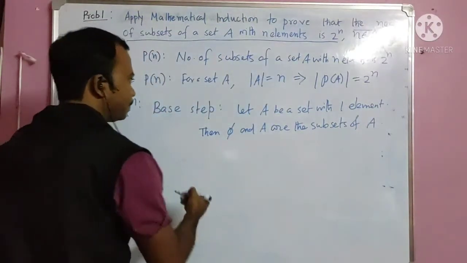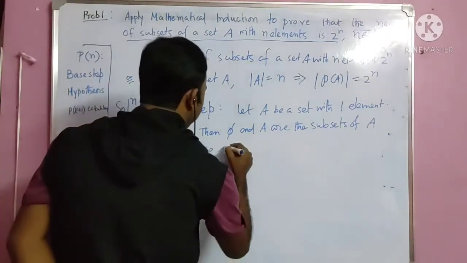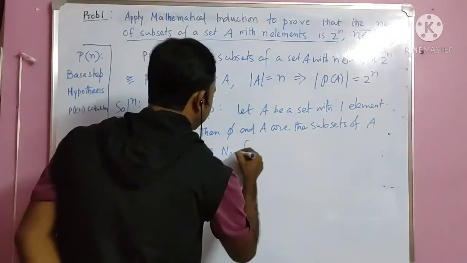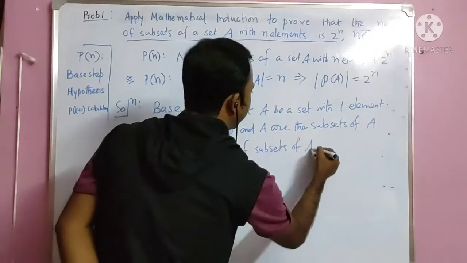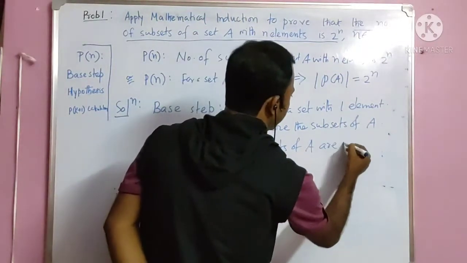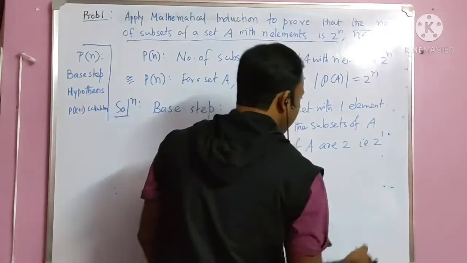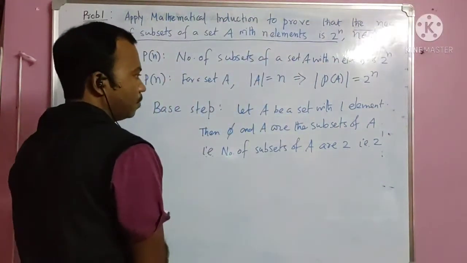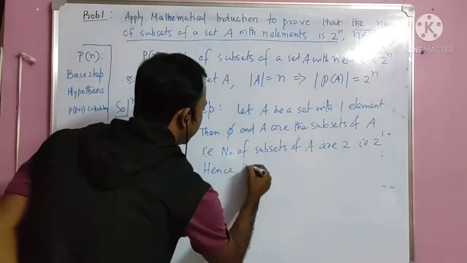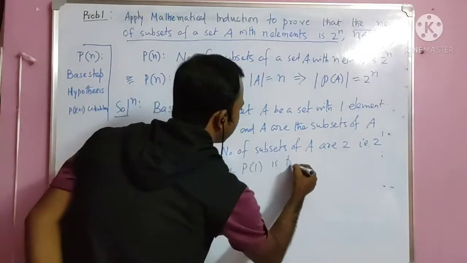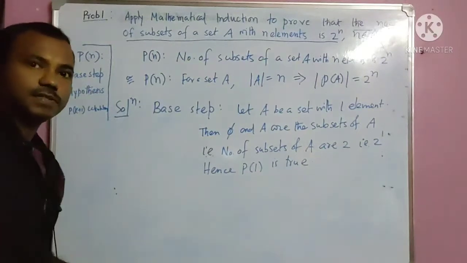What we can say is that the number of subsets of A is 2, and 2 is equal to 2 to the power 1. Hence, P(1) is true because it is of the form 2 to the power n. So this is our base step.